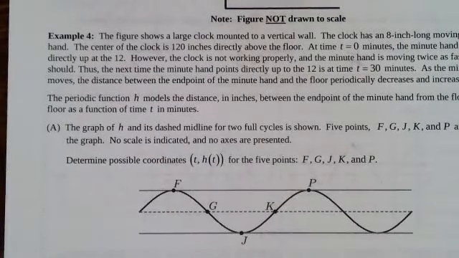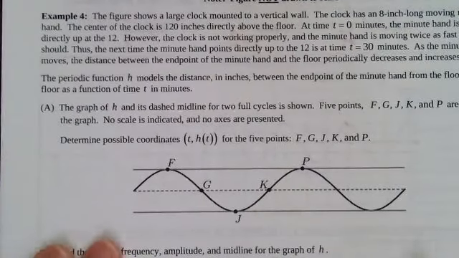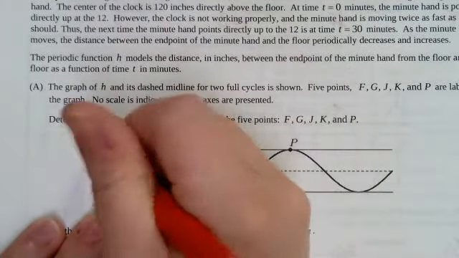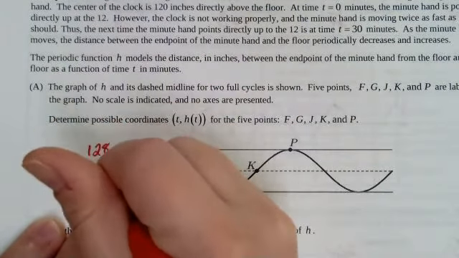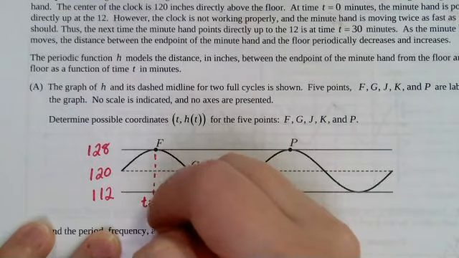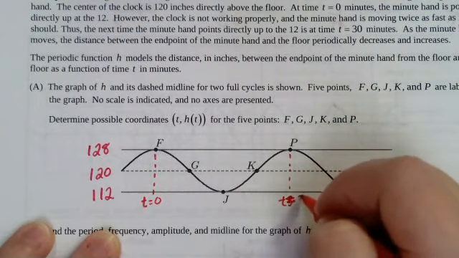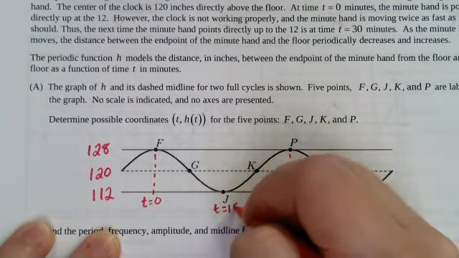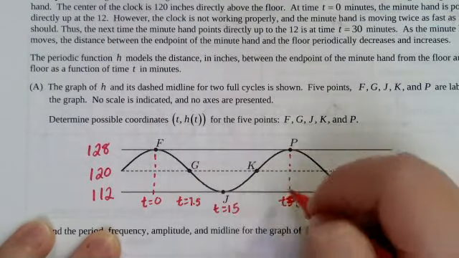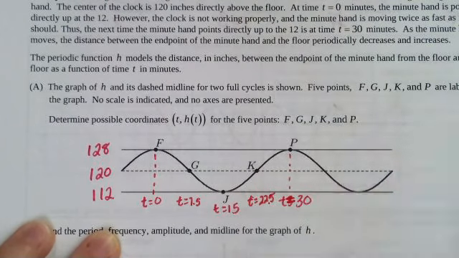We have a question down here that talks about labeling this. It says we've got two full cycles, and I think this part is the same type of scenario. I'm just going to use my scenario up there to transfer these values. So we're going to let this be T equals 0, this T equals 30, then 15, 7.5, and 22.5. I know it's little, I'm sorry.